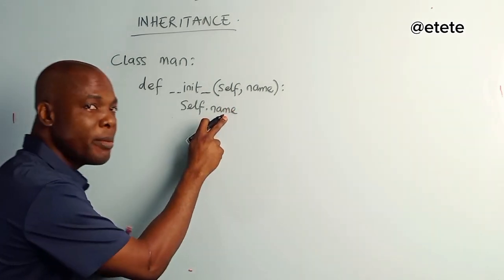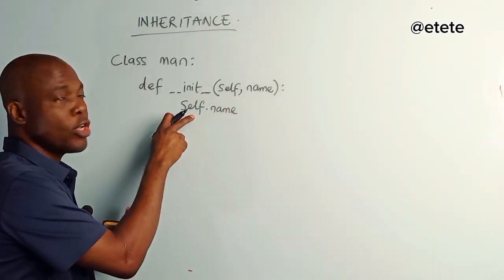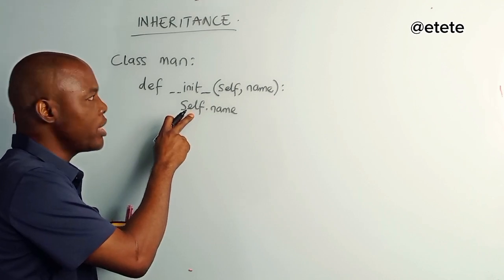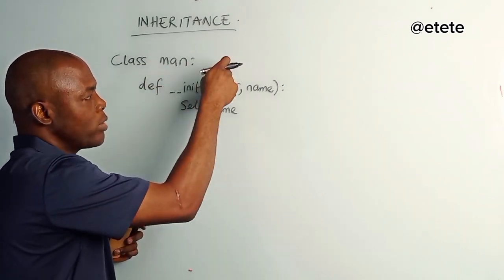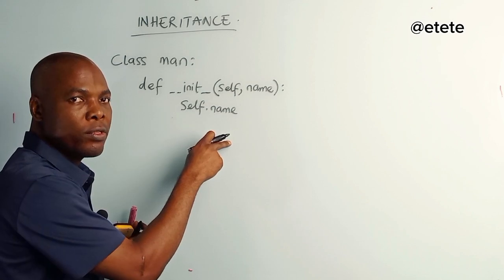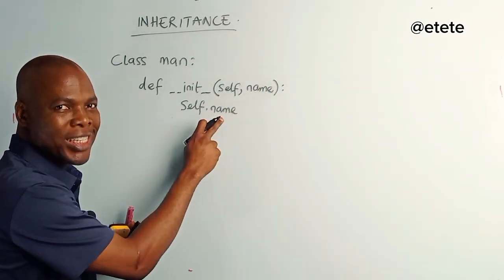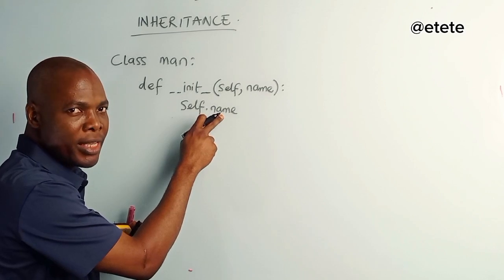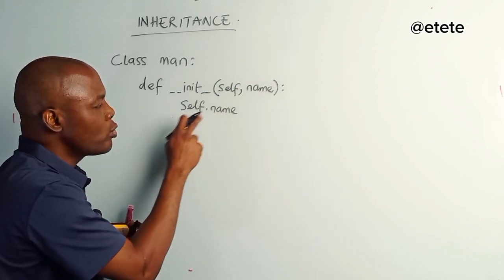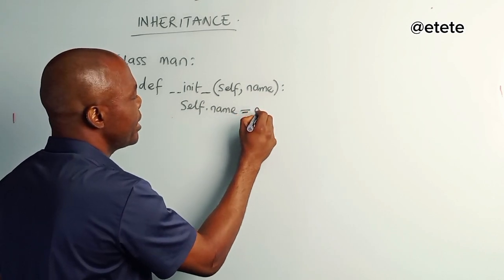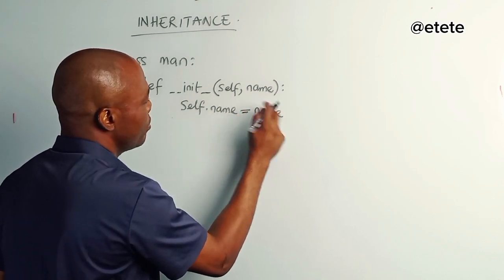That is, this name is the attribute of this object, right? So this is an object that will be instantiated for this class. That object will come here. The name that will be given to that object will be here. So this name will be stored in this attribute. So this name is the attribute of this self. So to access that attribute, we have this dot notation. So I'm going to assign name to it, which is this name.